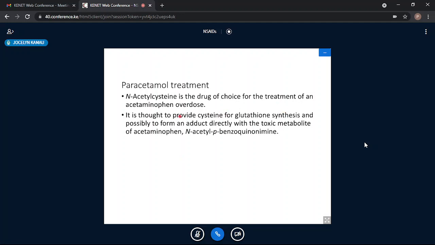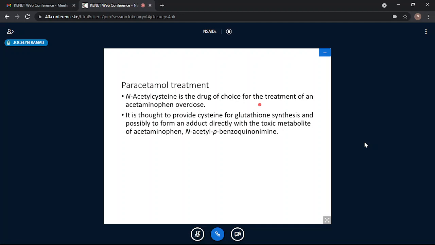N-acetylcysteine is a drug of choice for the treatment of an acetaminophen overdose. It is thought to provide cysteine for glutathione synthesis and possibly to form an adduct directly with N-acetyl-p-benzoquinone, because we have said the N-acetylcysteine can bind. It's an antioxidant. Being an antioxidant, it can act directly to bind the N-acetyl-p-benzoquinone and therefore reduce it, and hence reduce its toxicity.